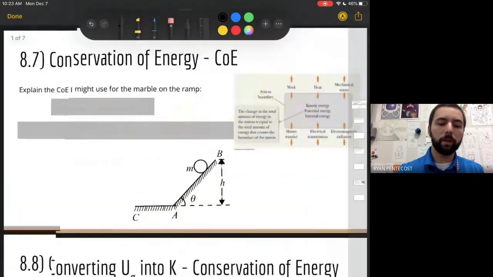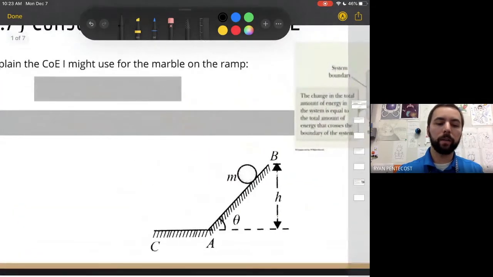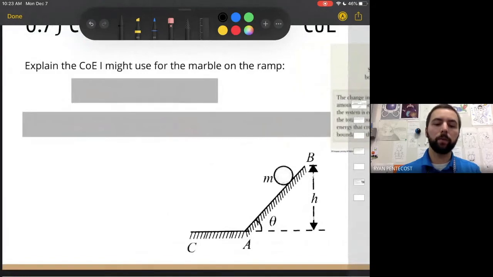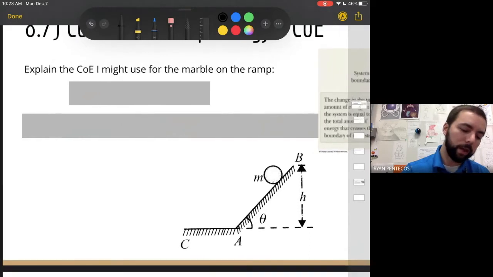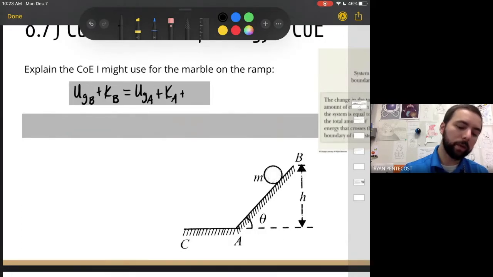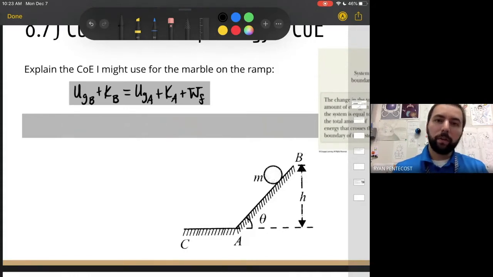So let's look at this marble. Okay, it says, explain the conservation of energy I might use for the marble on the ramp. Okay, the COE. So the COE for this, right? Let's say the marble travels from point B to point A. Okay, so we could say that it has potential energy of gravity at point B plus any kinetic energy it has at point B would equal the potential energy of gravity it has at point A plus any kinetic energy it has at point A plus any work done by friction on the way down. So that's the conservation of energy we could deal with.